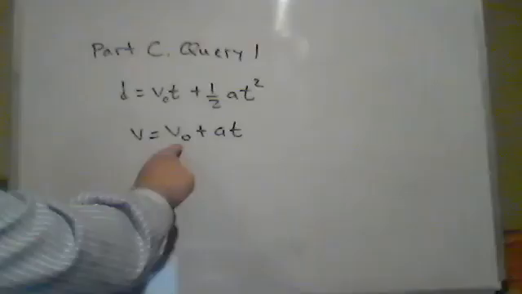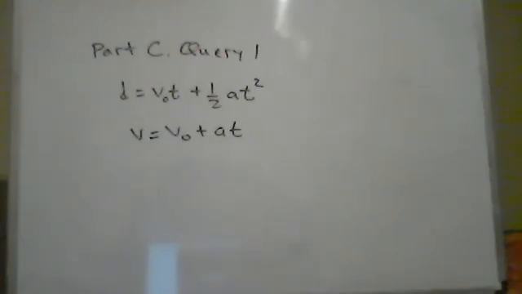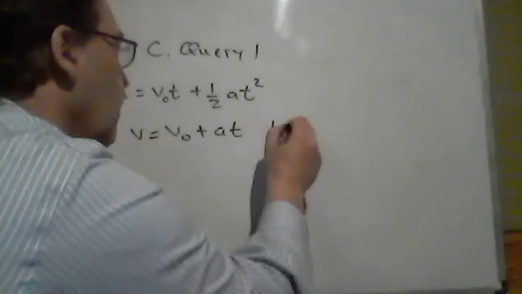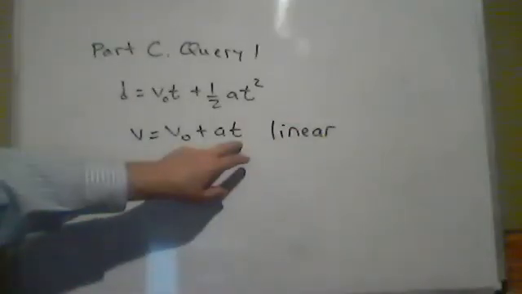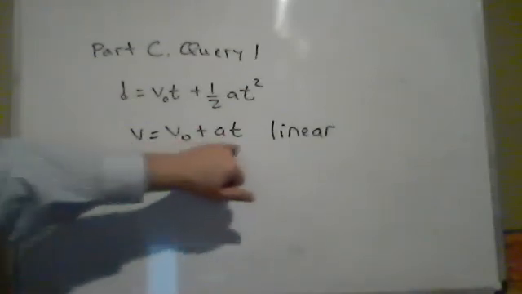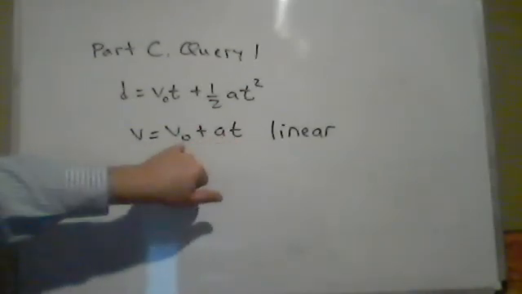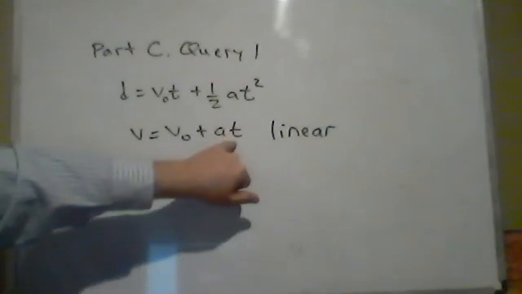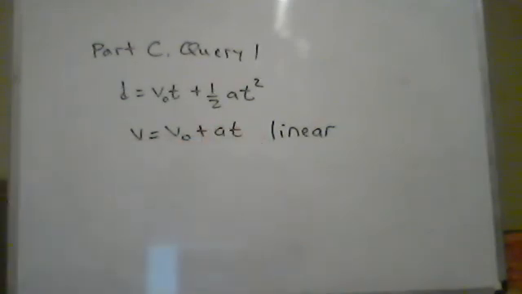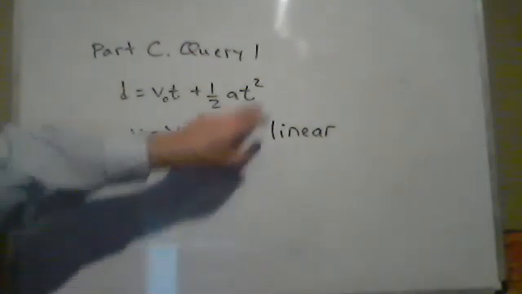Would it be a curved line? It is a straight line. This is linear. Given that the velocity is a function of time, and this is a constant, the highest power of the independent variable is 1. So that would be a curved line. I'm sorry, that'd be a straight line. This is straight. This is curved.